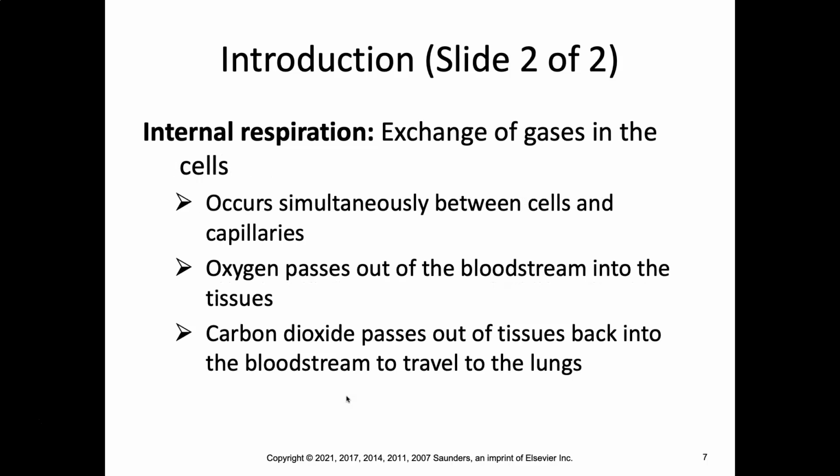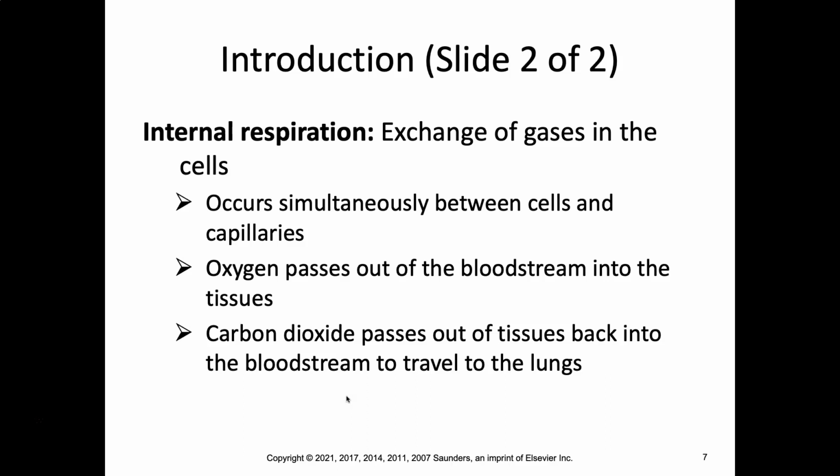Internal respiration is when the exchange of gases takes place in the cells. So that is happening simultaneously between the cells and the capillaries. That is the piece where the oxygen is passing out of the bloodstream into the tissues. The carbon dioxide comes out of the tissues back into the bloodstream.